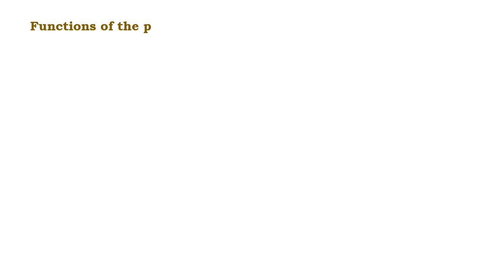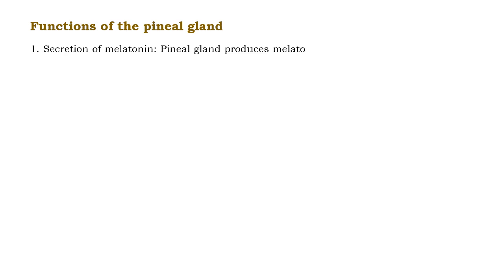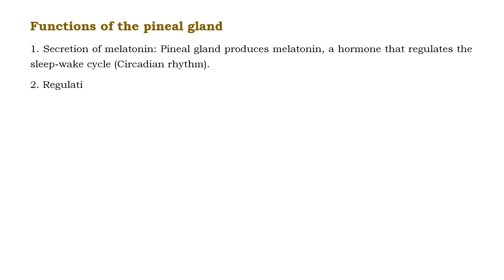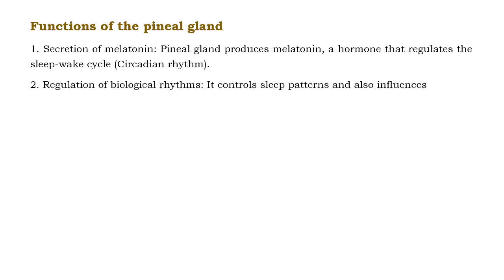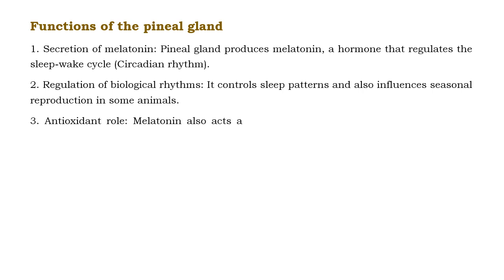Functions of the pineal gland. Secretion of melatonin. The pineal gland produces melatonin, a hormone that regulates the sleep-wake cycle, or circadian rhythm. Regulation of biological rhythms: it controls sleep patterns and also influences seasonal reproduction in some animals. Antioxidant role: melatonin also acts as a natural antioxidant, protecting cells from damage.